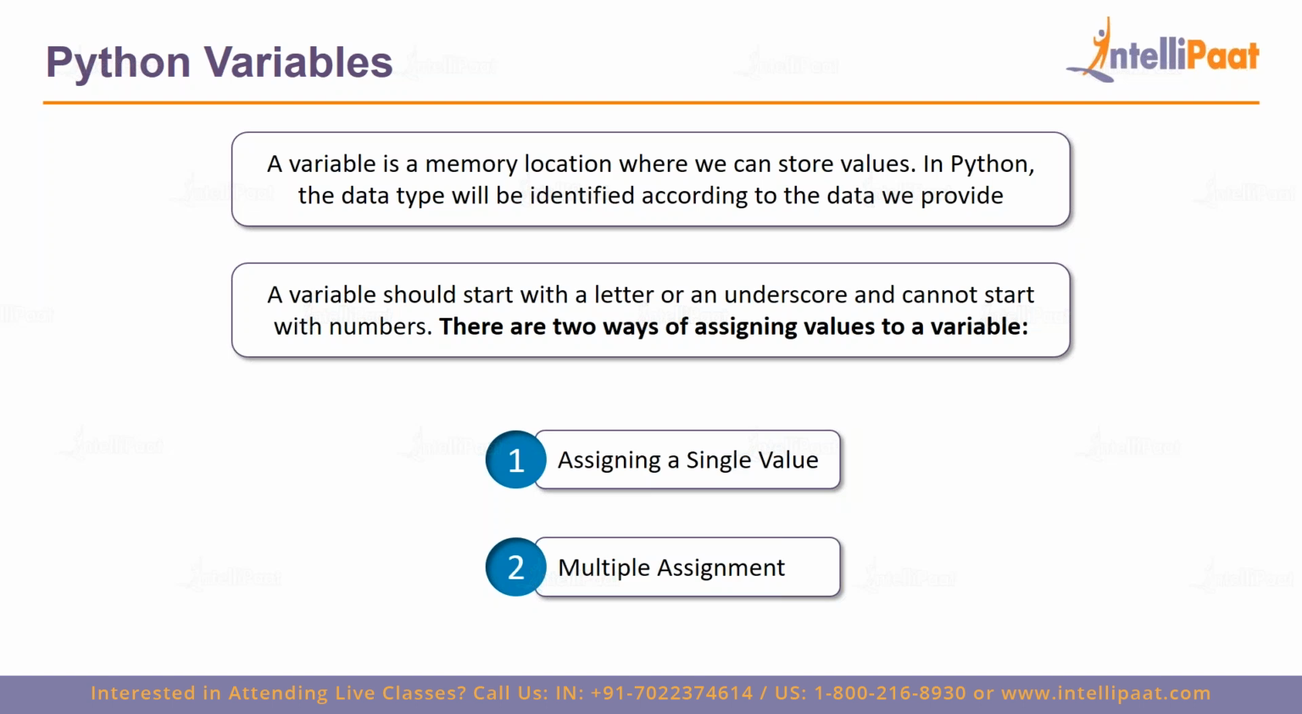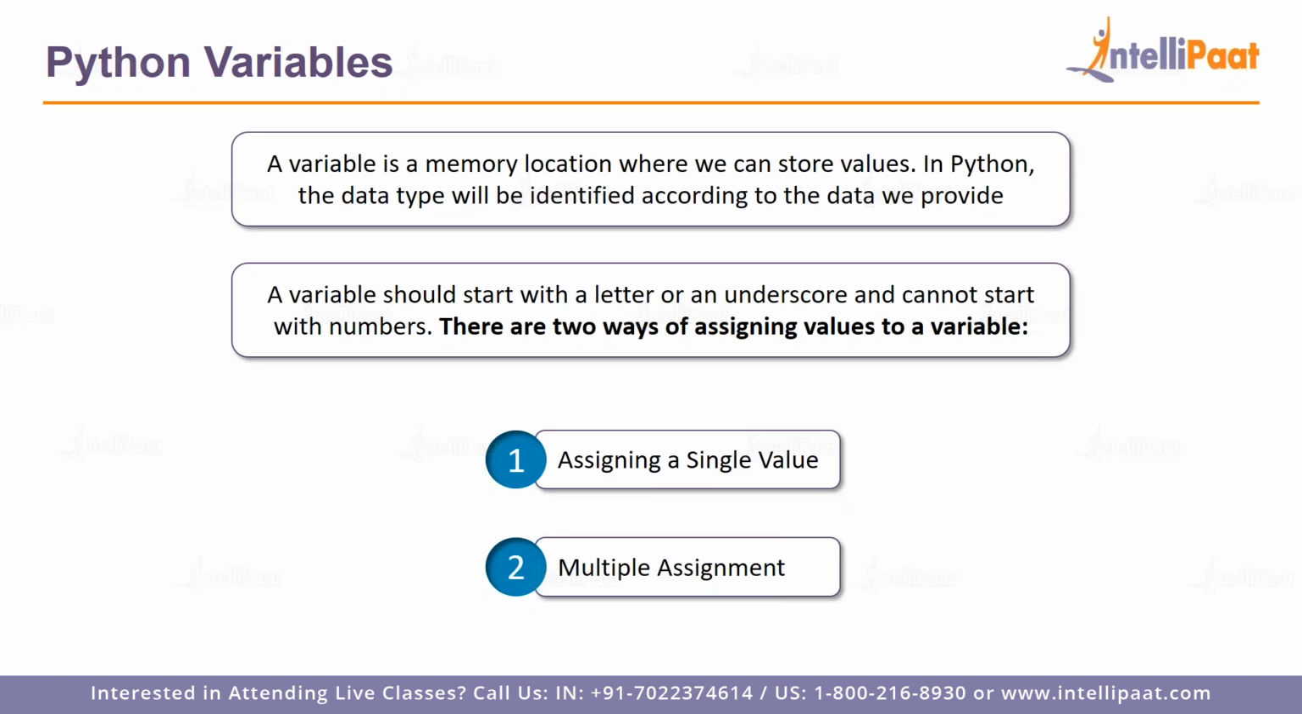So in Python, the data types will be identified according to the data we provide. And I'll show you what that means in a moment. A variable should start with a letter or an underscore and cannot start with numbers. So there are two ways of assigning a variable. You can assign a single value and you can assign a multiple value. So before we begin, let me just show you what you can do and how you can execute some Python.